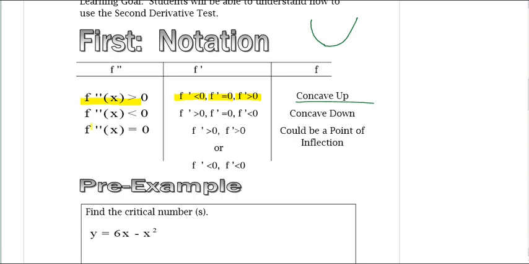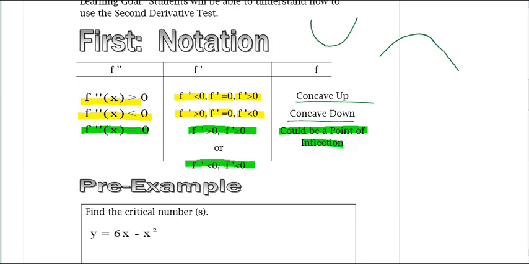On the next one, f double prime is less than 0. That means for the first derivative, f prime is greater than 0, equal to 0, and then less than 0. What that looks like is basically this. I'm increasing on the function, critical number, decreasing. And that means that I'm concave down. And then the last one, f double prime is equal to 0. That just means that both your slopes are both positive or negative, and that could be a point of inflection.